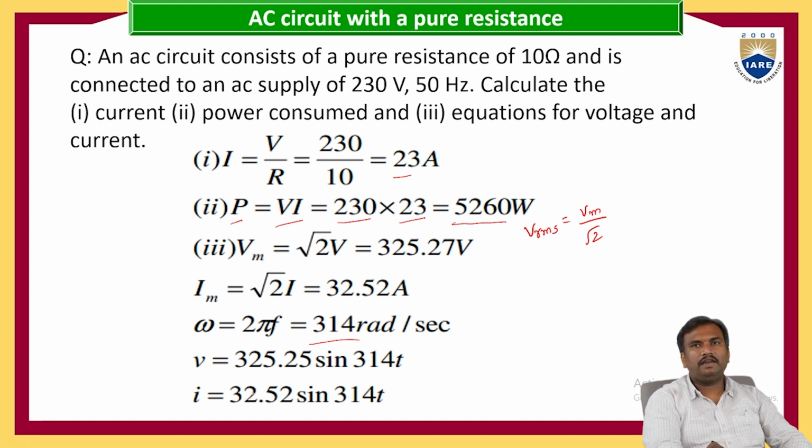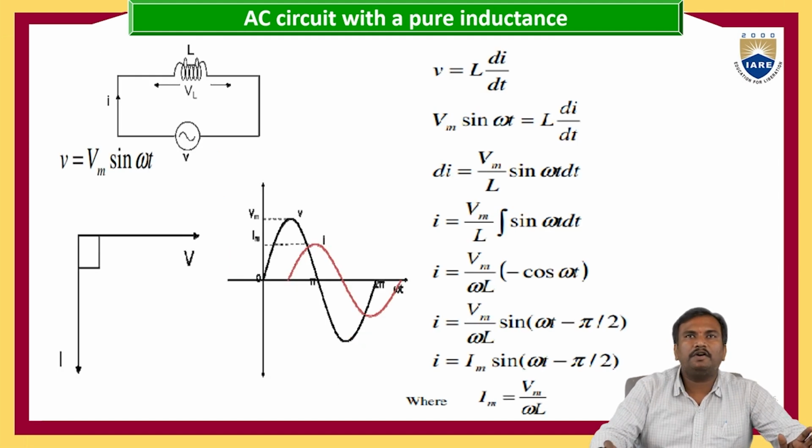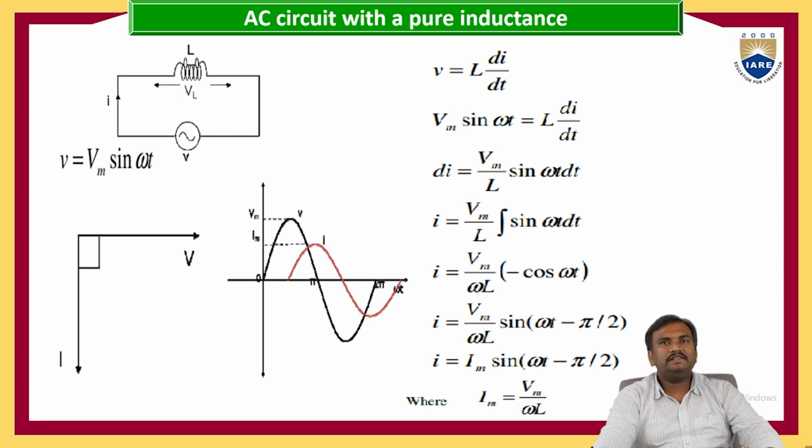So V of t can be written as Vm sine omega t, and I of t can be written as Im sine omega t. So V of t is equal to 325.27 sine 314t, and I of t is equal to 32.52 sine 314t. This corresponds to the pure resistance.